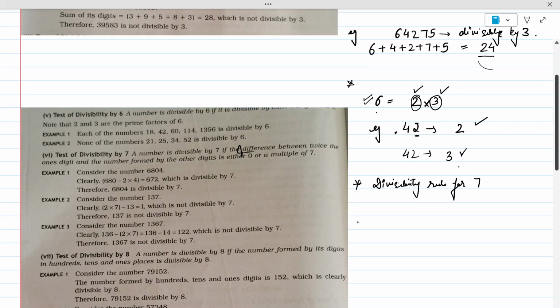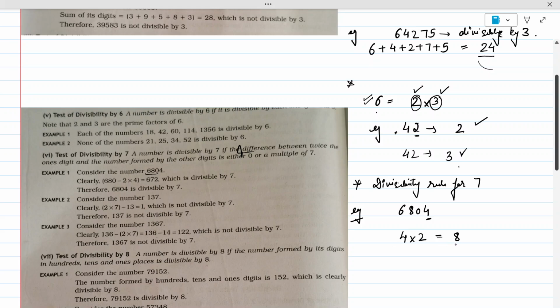So I'm just giving you one example here. I'm taking the first example only. This figure is given to us. What they are saying is, first of all, we have to find twice the number at the unit place. What is the unit place? This is our unit place, the ones place. The number at the unit place is 4. We have to do twice of the number, so twice of this number will give me 8.